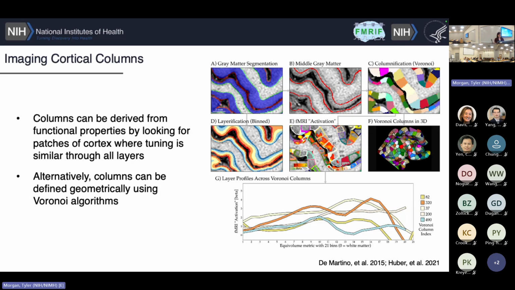Which is not a perfect answer. We would love to be able to measure everything, obviously, but unfortunately, MRI is really good at certain things and it's not always perfect at other things. So that's one area where we need to keep progressing.